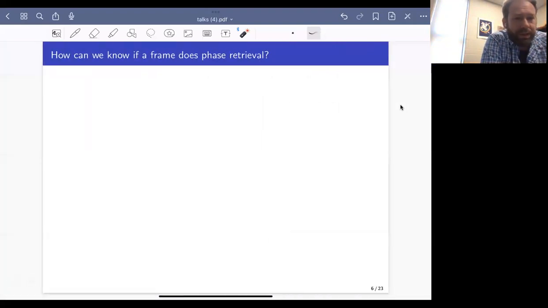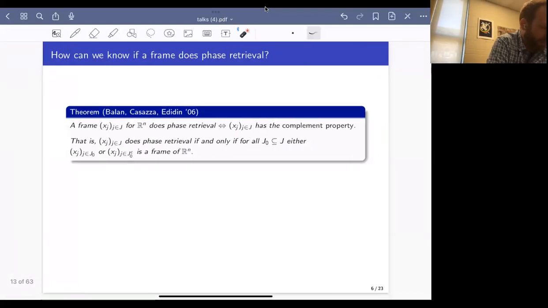So one of the simplest questions you can ask is, how do you know if a frame does phase retrieval? And in the case of Rn, they proved that a frame does phase retrieval if and only if it has the complement property. And so that is, doing phase retrieval is equivalent to whenever you partition your frame into two sets, if I partition it into the frame vectors whose coordinates are in J naught and the frame vectors whose coordinates are not in J naught, then at least one of those is a frame. And so that's what they call the complement property.